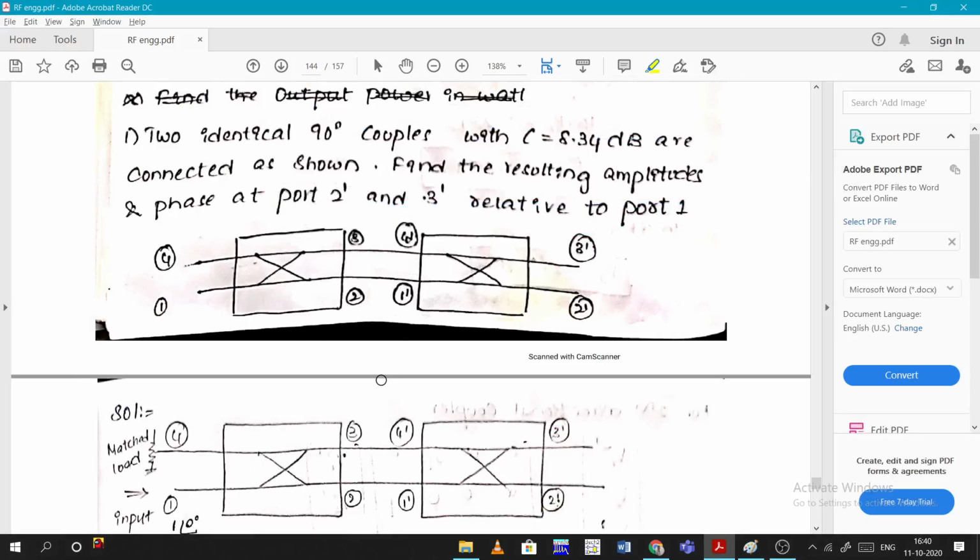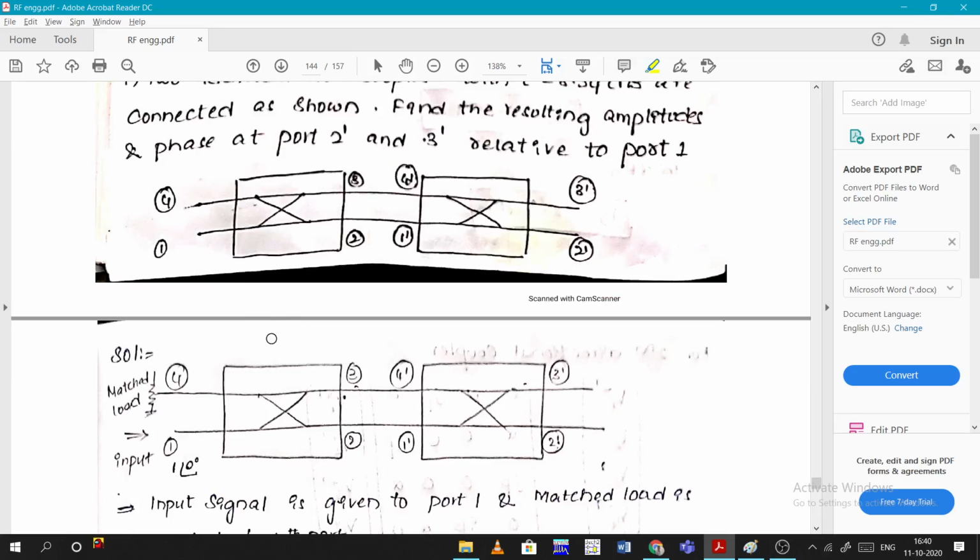Now coming to this, you can see in the question they didn't mention anything, they just mentioned the coupling factor and that the system is connected as shown. Find the resulting amplitudes and phase at port 2' and 3' related to port 1. That is what they are asking, the phase and amplitude. So in general, they are matched at all the ports. That's why they didn't mention anything about the fourth port. The first port is given as input, and the third and fourth will be connected in this fashion, and the third is like this, 3'. We need to find the values at port 3' and port 2'. Nothing is given about the fourth port, so we will take it as matched. Anyways, it is matched only.